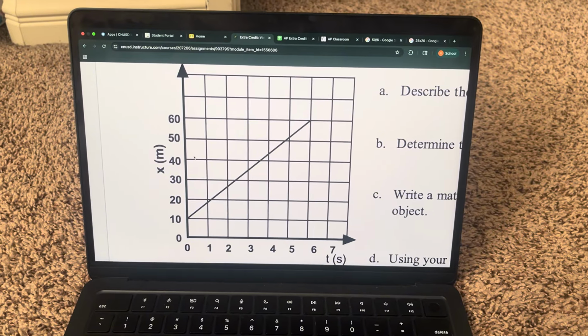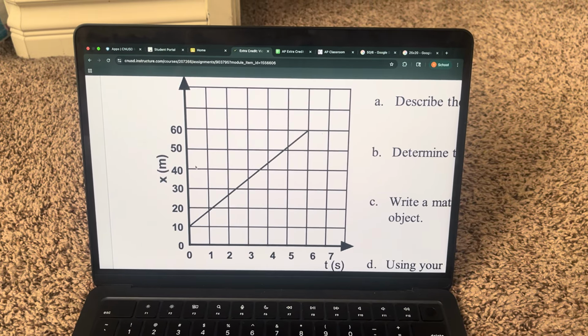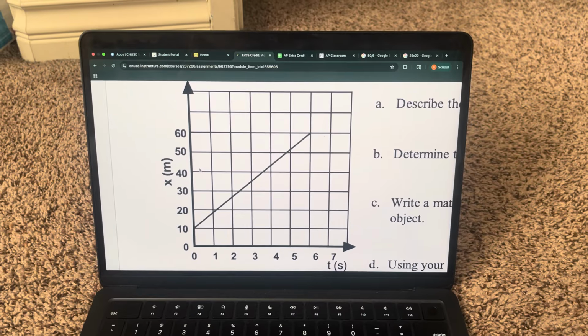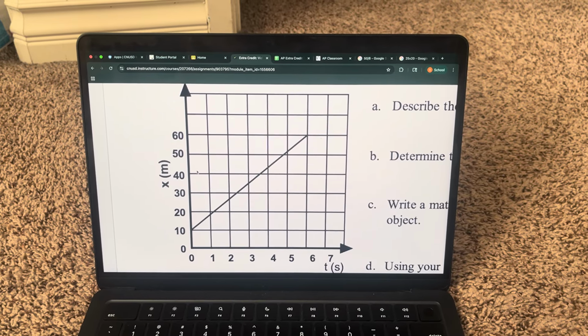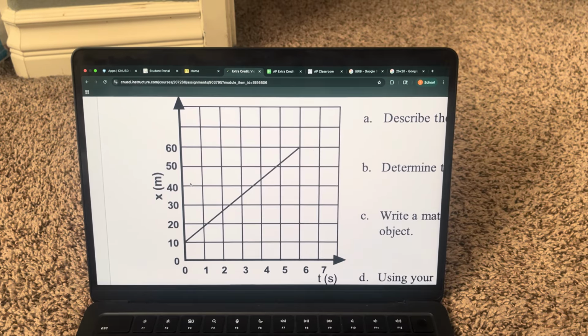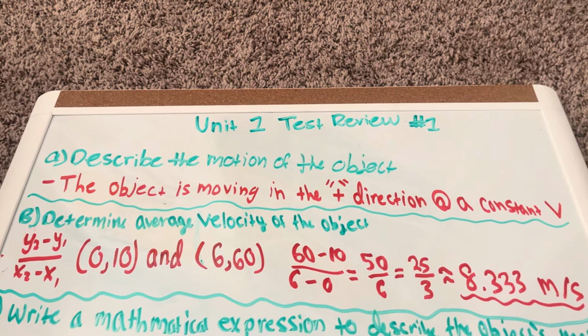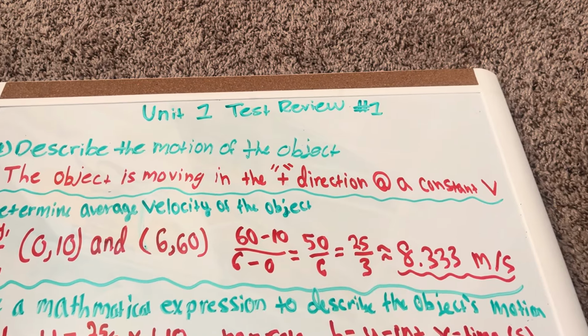And so we see a linear line, and we also see that it has a y-intercept of 0, and it ends at 6 seconds at 60 meters. So we see that there. And based off this information, what we know about the motion of the object is that the object is moving in the positive direction and at a constant velocity.